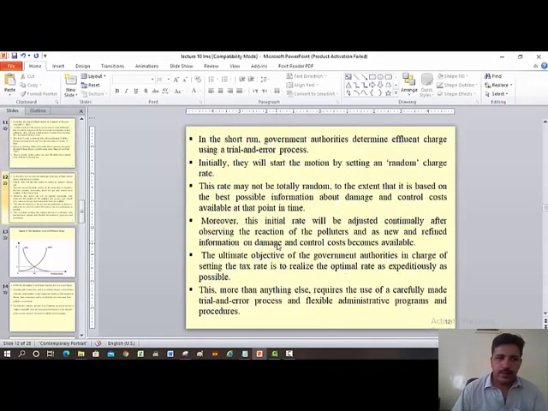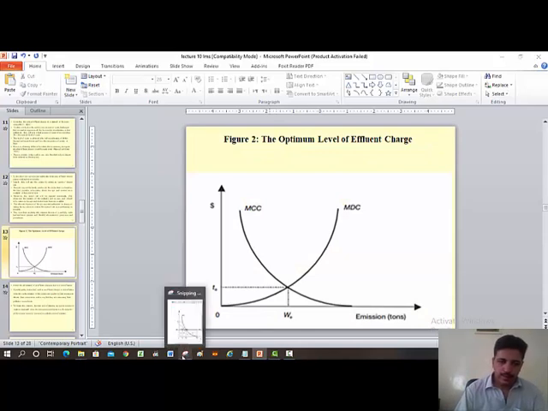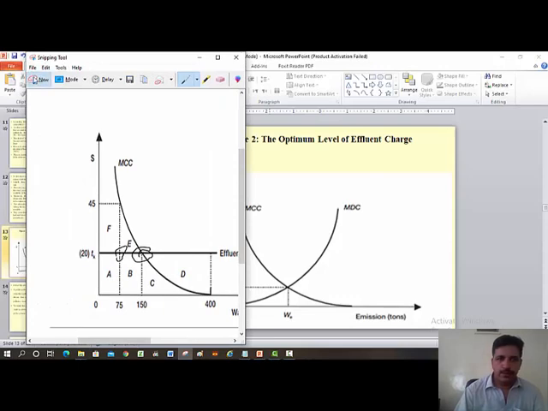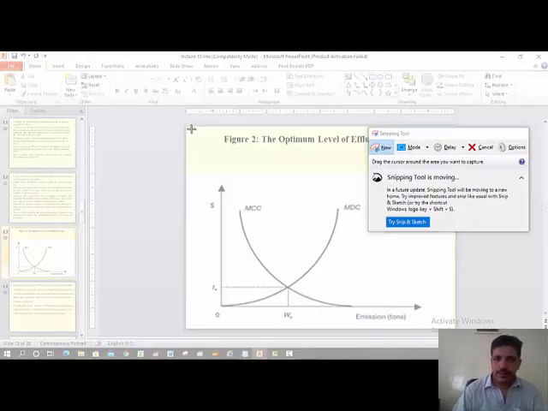Let me take a screenshot of this figure in order to clarify the concept.